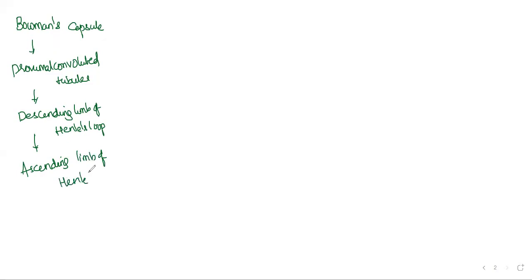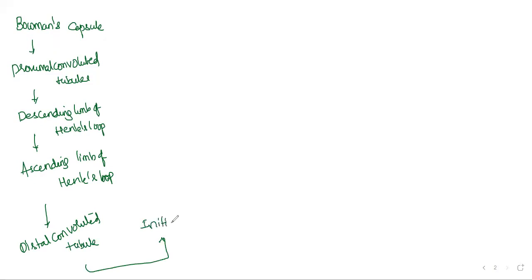Ascending limb of Henle's loop opens into distal convoluted tubule. Distal convoluted tubule opens into initial collecting duct. Then initial collecting duct opens into straight collecting duct. Actually not mentioned in the NCERT, but writing here. Ducts of straight collecting duct.